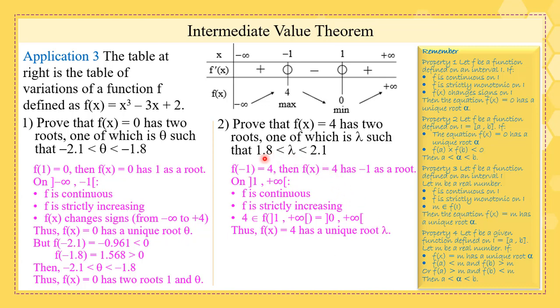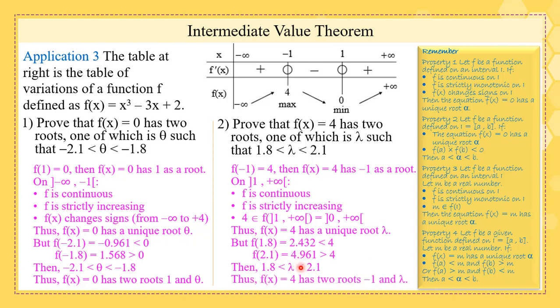Now we need to verify that lambda is between 1.8 and 2.1. We just find f of 1.8 using the explicit form of the function, which is 2.4, which is less than 4, and f of 2.1, which is 4.9, which is greater than 4. Now, because one of them is smaller than m and the other one is greater than m, we can state that lambda falls between 1.8 and 2.1. So the equation f of x equals 4 has two roots, negative 1 and lambda.